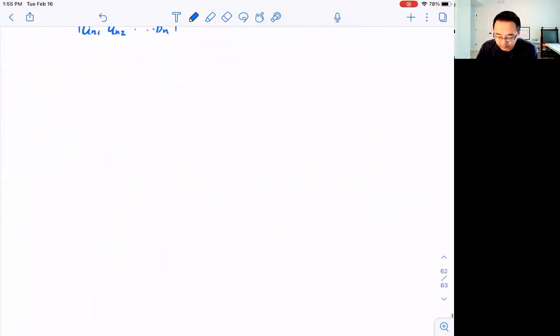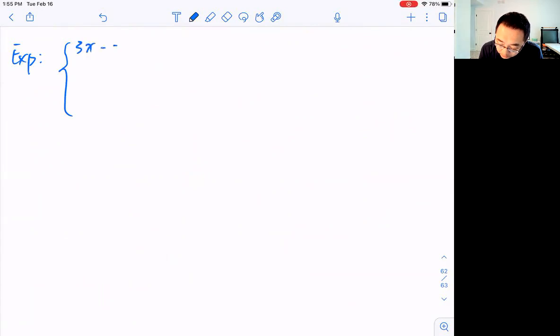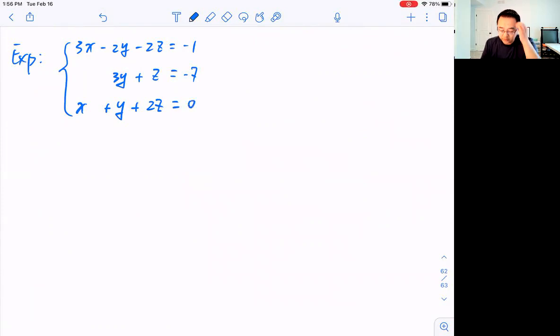Okay, now let's look at an example. I'm just going to do a system of 3 variables with 3 equations. You have 3x minus 2y minus 2z equals -1. And then 3y plus z equals -7. And then x plus y plus 2z equals 0. Now, you can see clearly in the second equation, I have a blank here, which is 0x plus 3y.